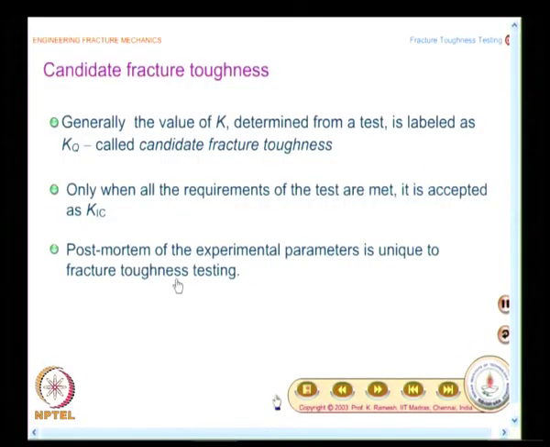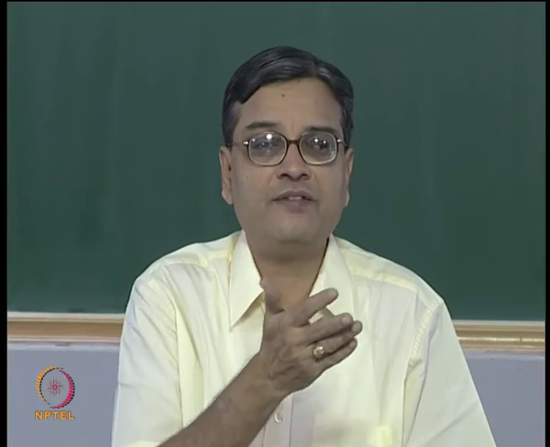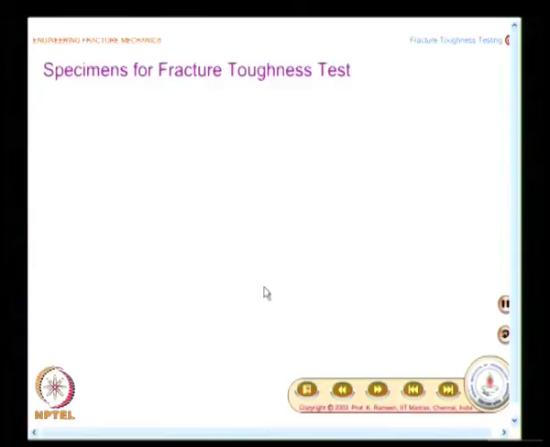This is what is summarized. Only when all the requirements of the tests are met, it is accepted as K1C. Post mortem of the experimental parameters is unique to fracture toughness testing. You do not do any post mortem in the case of a tension test. You take a specimen, break it, and you find out the yield strength. It is very well streamlined and as simple as that. Even that is expensive. If you come to fracture toughness testing, it is much more expensive.